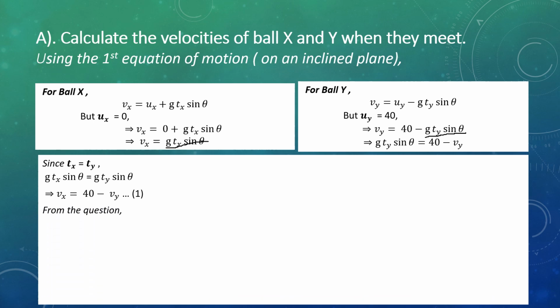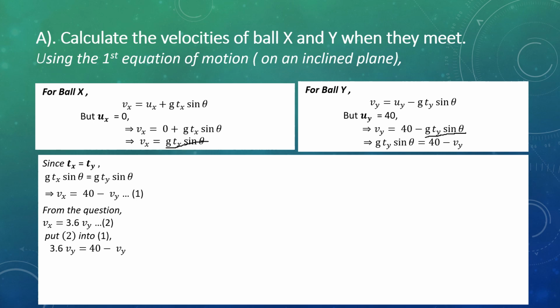Okay. From the question, at the time of meeting, the final velocity of ball X was equal to 3.6 times that of ball Y. So this is our second equation. Now put 2 into 1. So 3.6 Vy is equal to 40 minus Vy.